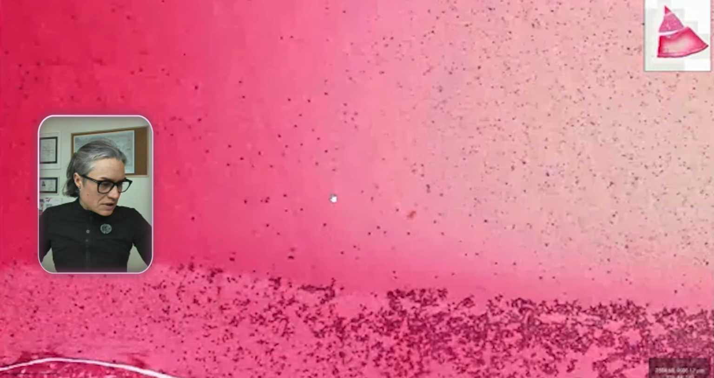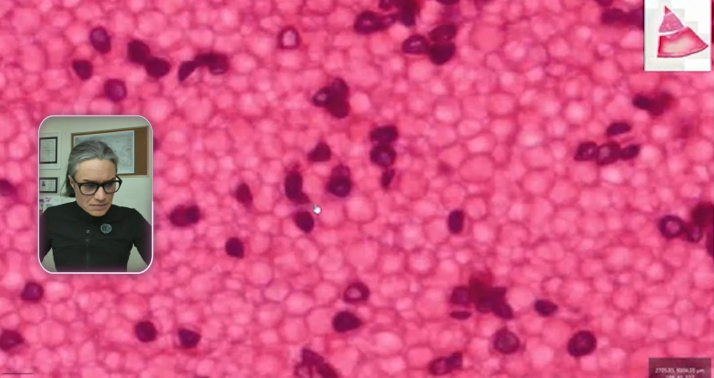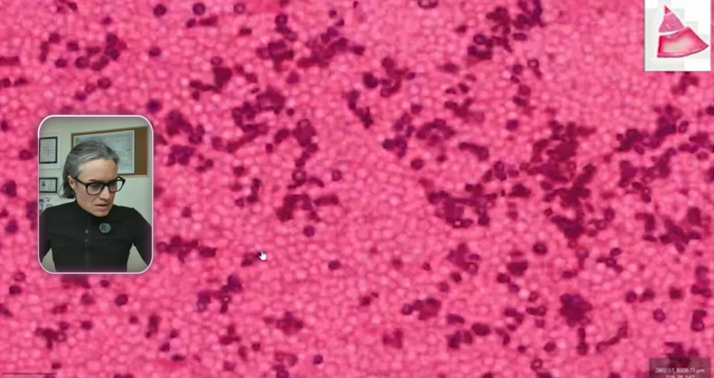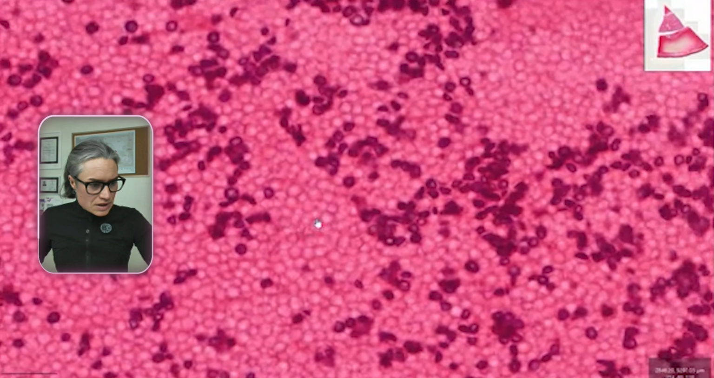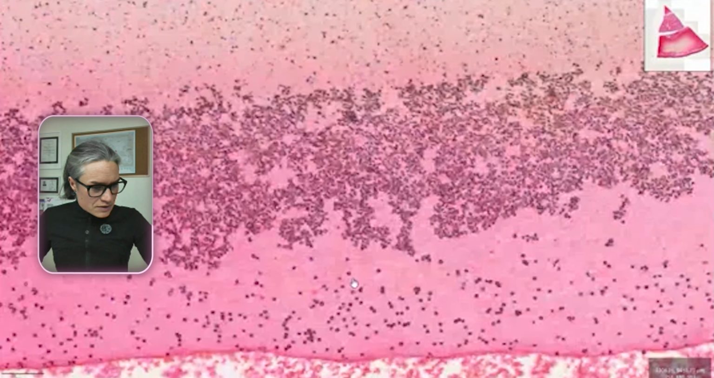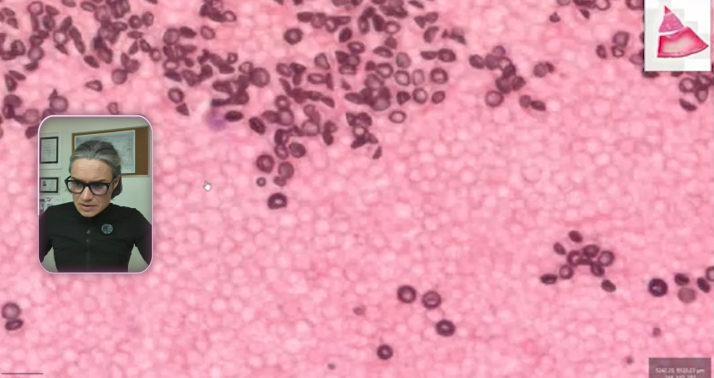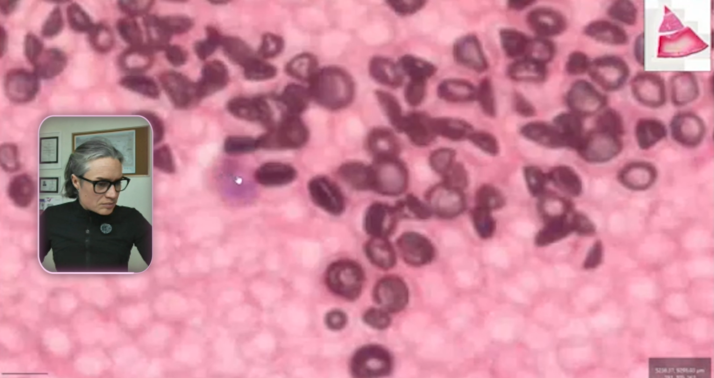Oh, here, even better. The black stuff is probably some artifact from when this was being stained, but the red are red blood cells. Any neutrophils or anything? The black stuff is artifact. Here would be something that would be a white blood cell.